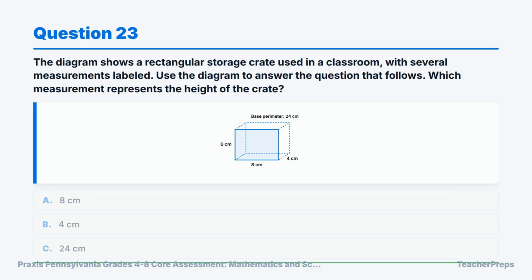The correct answer is D, 6 centimeters. The height is the vertical edge of the crate, and the diagram labels that edge 6 centimeters.